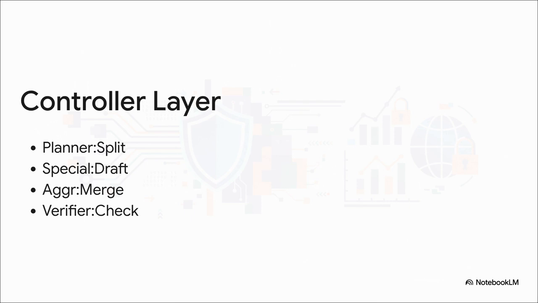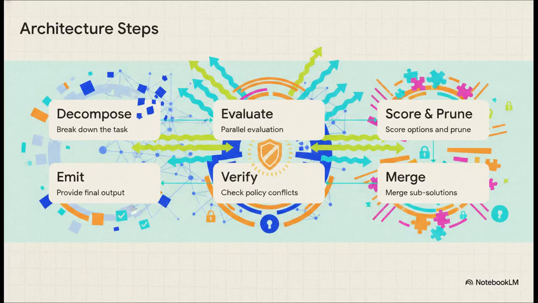This clever separation means the creative, parallel reasoning happens incredibly fast, while the governance remains a centralized, absolute checkpoint. You get the best of both worlds. Let's literally walk through how this is engineered. 7 steps. Decompose, parallel evaluate, score, prune, merge, verify, and emit. That parallel evaluation in step 2, that's where we get our speed. But I want you to notice step 6, verify. This acts as the deterministic arbiter we've been talking about.